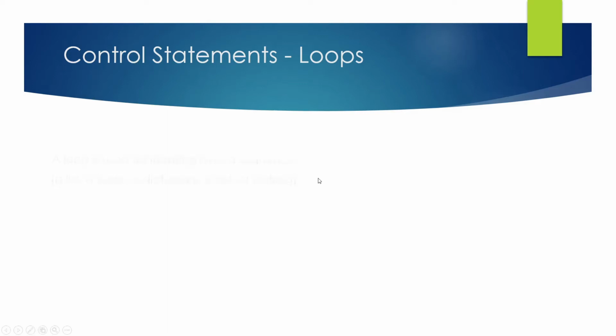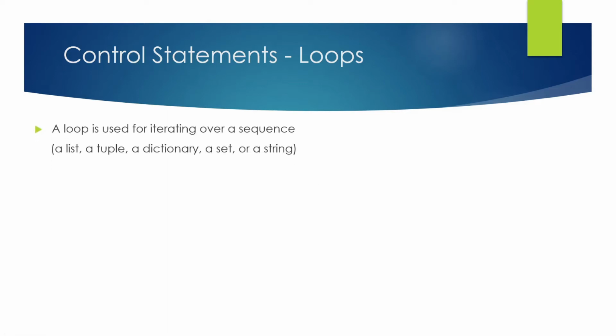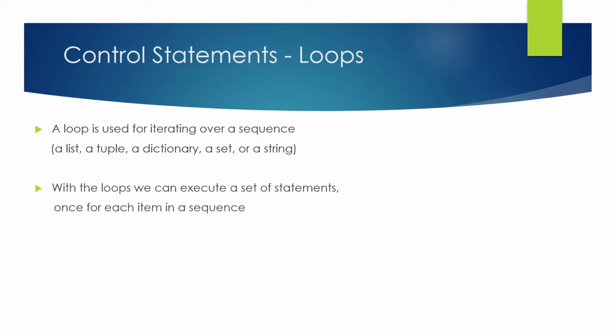So before moving forward, we need to understand what exactly a loop is. A loop is used for iterating over a sequence. That sequence can be a list, a tuple, a dictionary, a set, or a string. We'll take an example of that.